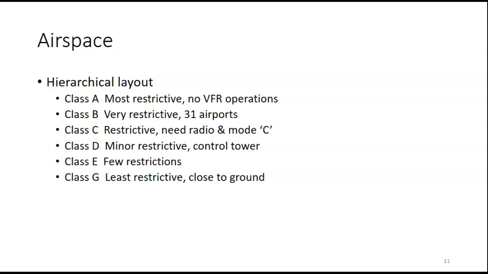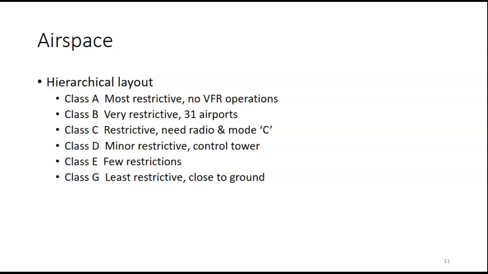You don't need a clearance to get into Class Charlie. Class Delta is restrictive, but really minor restrictions. You don't need a mode C transponder. There is a control tower at Class D airspace, but other than that, the restrictions are few. And then Class Echo, very few restrictions. It is controlled airspace, but there are no equipment requirements, no minimum pilot certification, no clearance requirements.